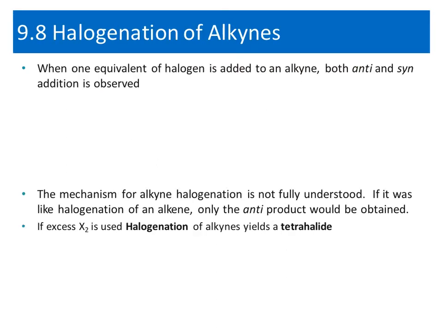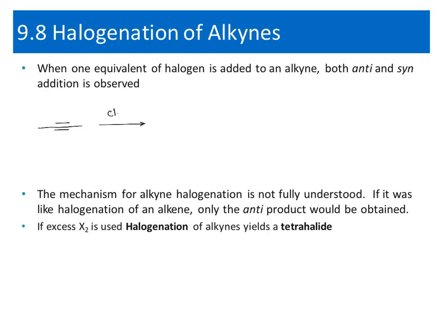Now let's look at halogenation of alkynes. So again, we are adding X2 or two halogens across the pi bond. Now here, because alkyne have two pi bonds, we can add one equivalent or excess amount of halogen. And with either of them, we are going to get different products. So if we add one equivalent of halogen, let's look at this example.